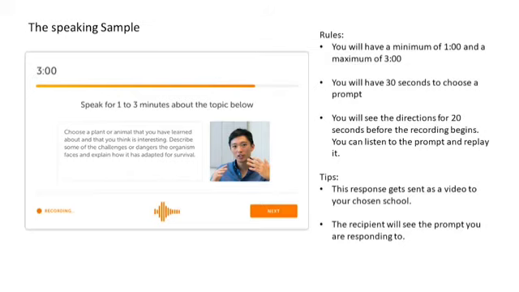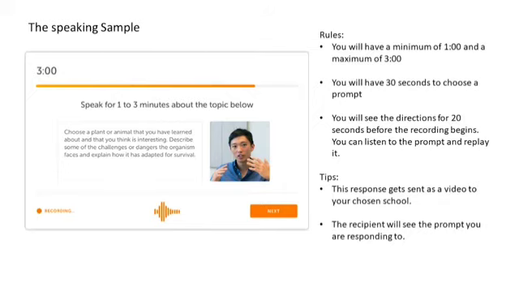Now that's very important. You're going to be given a choice, and you choose the one that you like the best. You'll see the directions for 20 seconds before the recording begins, and that gives you a chance to think about what you want to say.